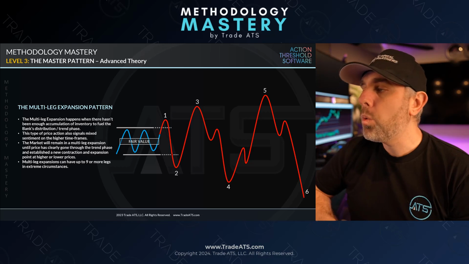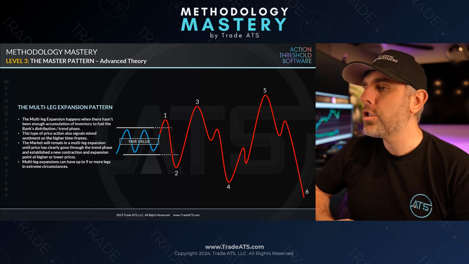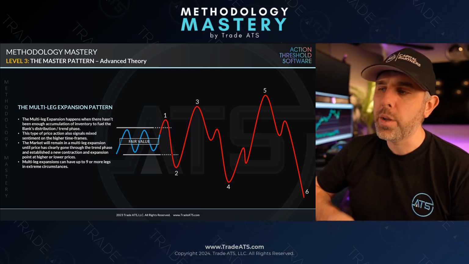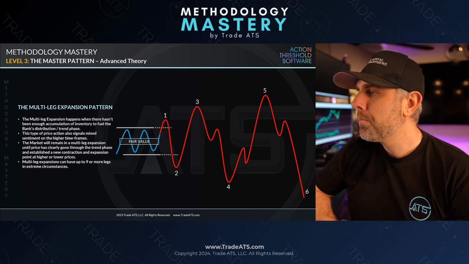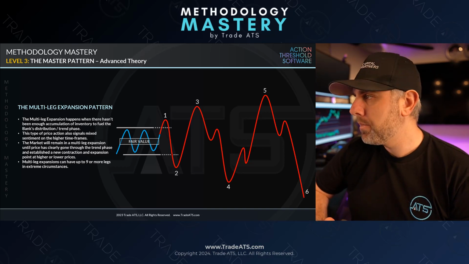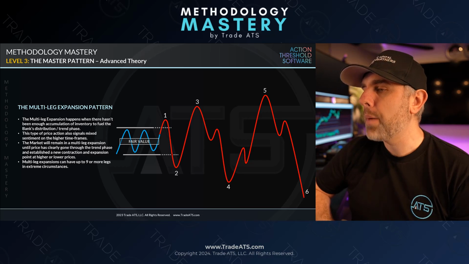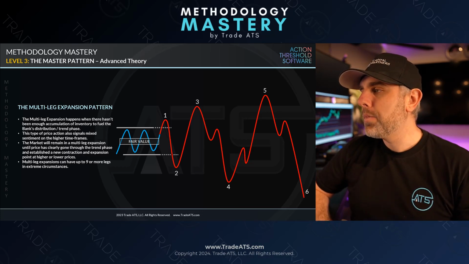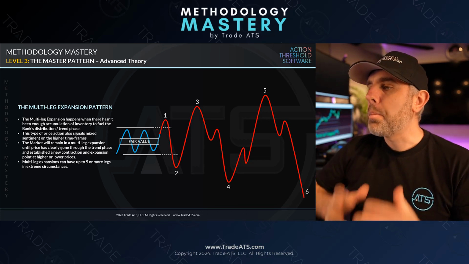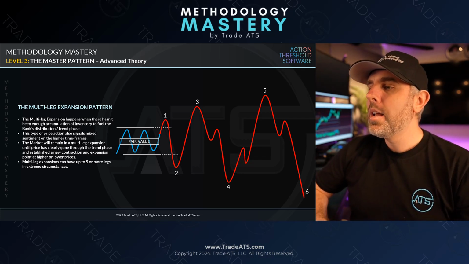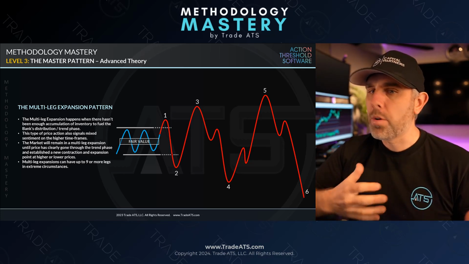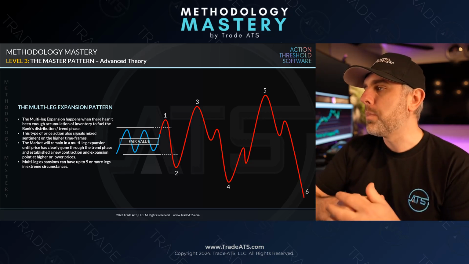Now, what you don't want to do with this pattern is get caught trading 2 to 3 and then 3 to 4 and then 4 to 5. You don't want to play it both ways. I know it's tempting to do it, especially when you see things clearly happening. But the real key at the end of the day is applying this pattern, understanding you get these multi-leg expansions, but applying it to the directional bias. That is super, super important.